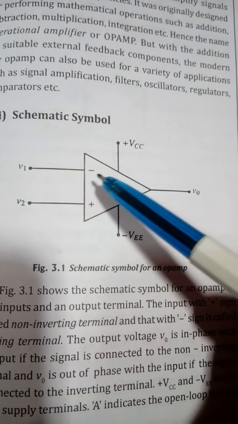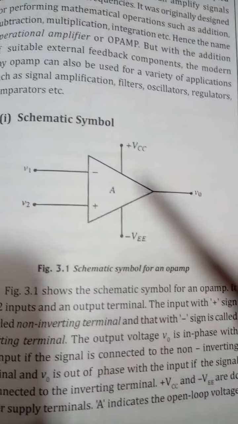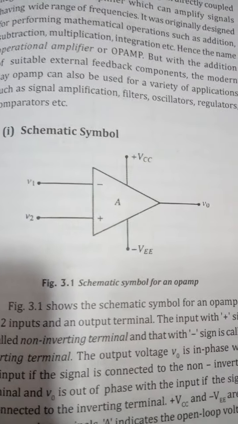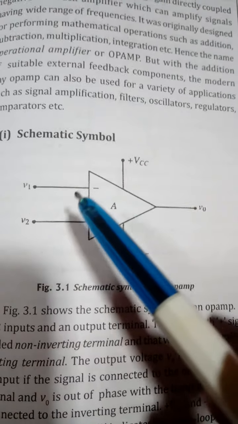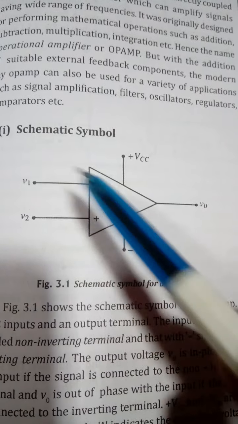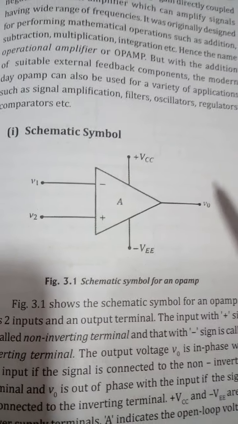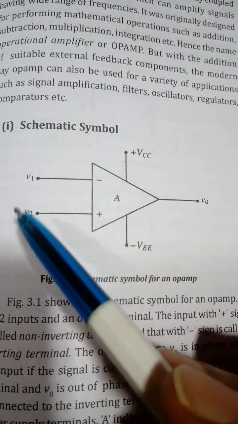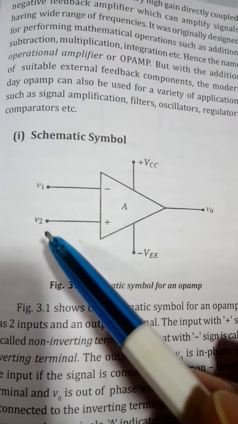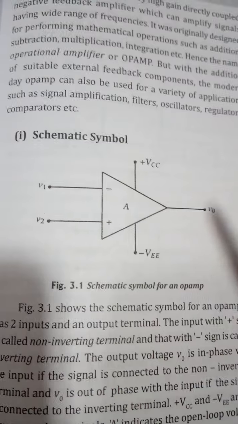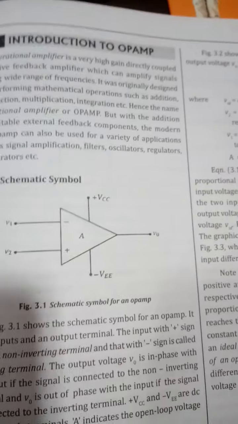The negative terminal is called the inverting terminal and the positive terminal is called the non-inverting terminal. Whenever the input is given to the inverting terminal, the output will be the inverted version of it. Non-inverting means whenever a sinusoidal input is given, the output remains the same as the input. I'll just show you how it looks.